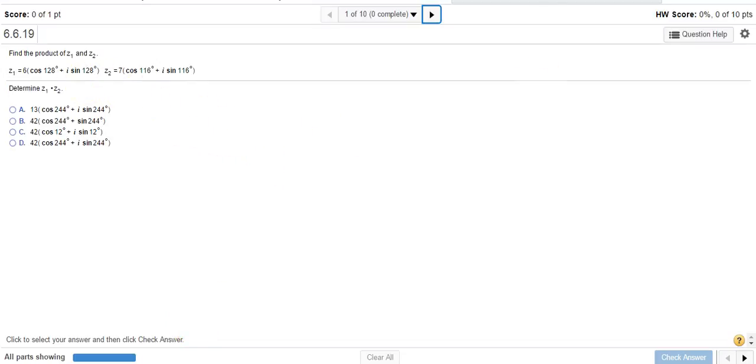You'll have some questions that look like this on MATLAB. And like I said, we need to multiply the two r values. So in this case, 6 times 7 would be 42. And then in parentheses, you still have cosine of, and then we're adding the two theta values. So we have 128 and 116, which is going to add up to 244 degrees.